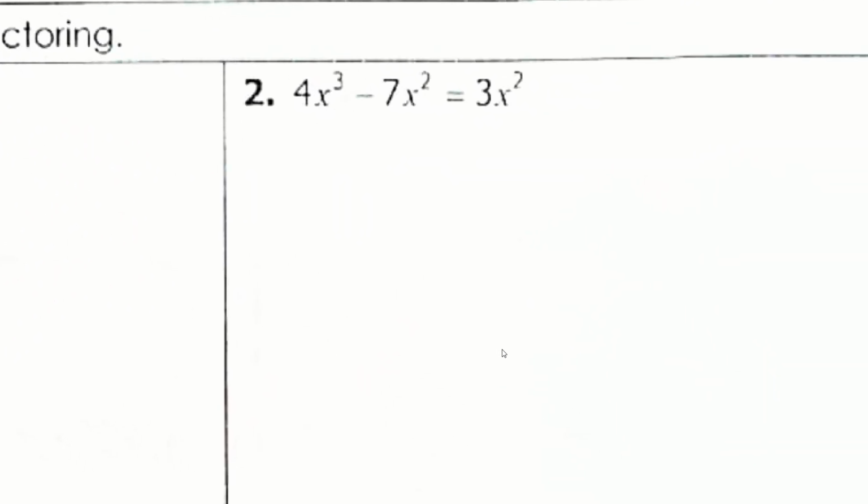First of all, don't we need to get everything on one side? So I've got to subtract this 3x squared to bring it over here with this negative 7x squared. Those are like terms. So we're left with 4x cubed. And then what is negative 7x squared minus 3x squared? That's negative 10x squared. So similar to the last problem, what can we pull out of this?